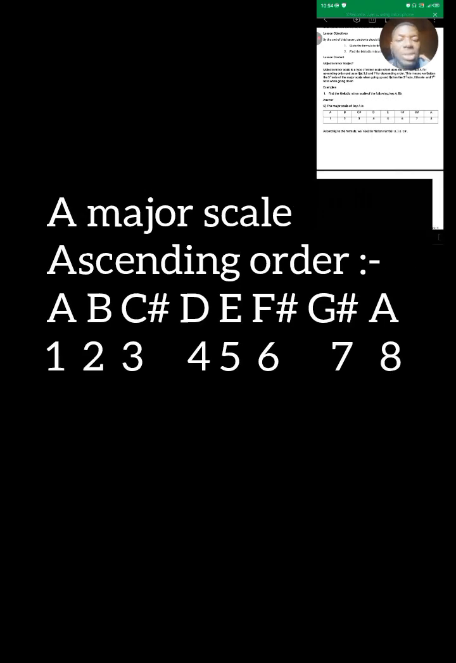Are we there? Okay, so now let's look at an example. Let's look at this A major again. This is the A major scale: A, B, C sharp, D, E, F sharp, G sharp, and A. Are we good? All right.